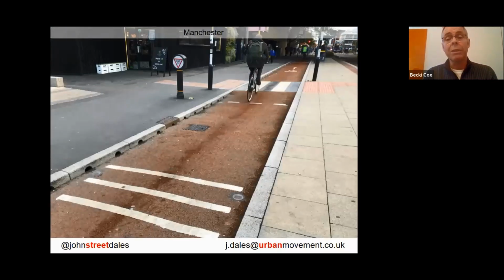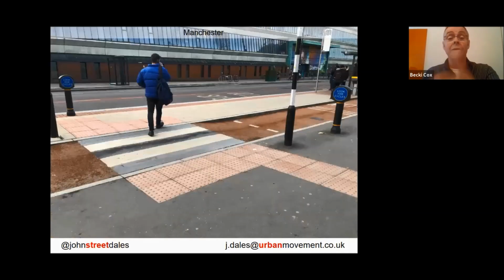And here's a relatively new one in Manchester, and you can see some of the things they put in there. These are slightly raised ribs, and there are give-way markings there for pedestrians. It says look out for cycles. And this is something I would say is, basically, put the belt and braces on when you're doing something the first time. This is a general point.